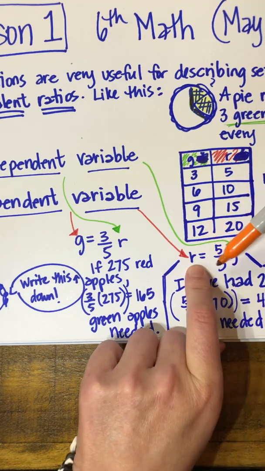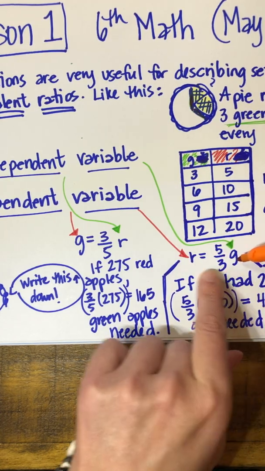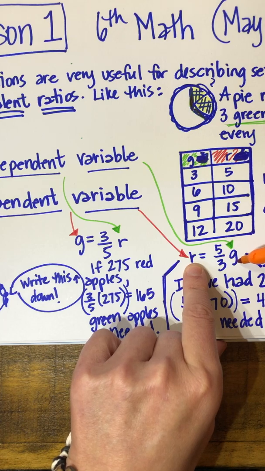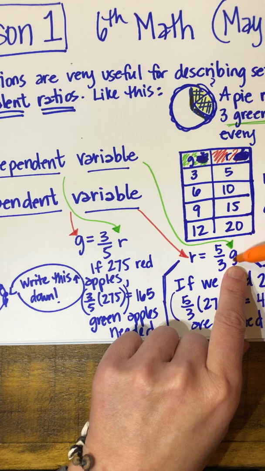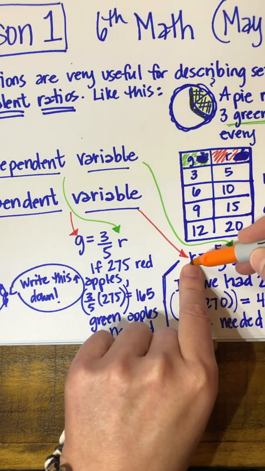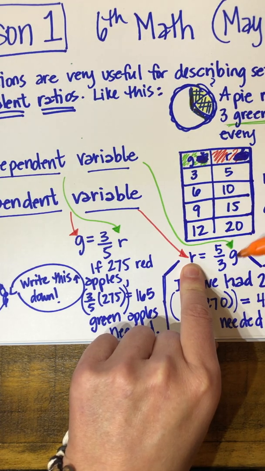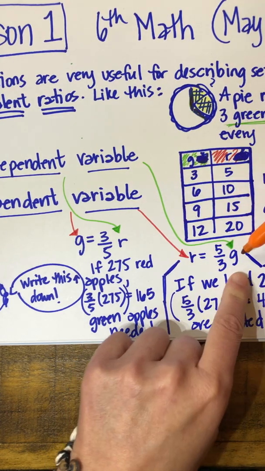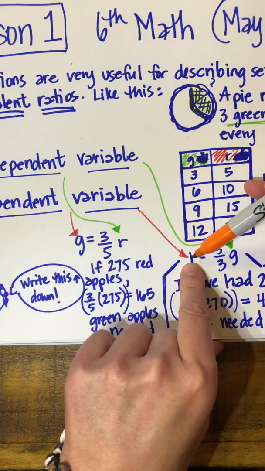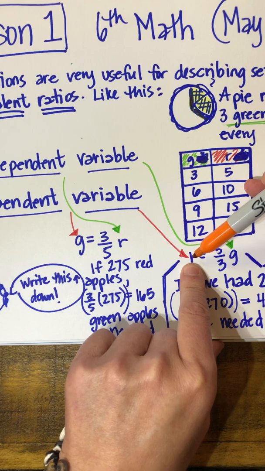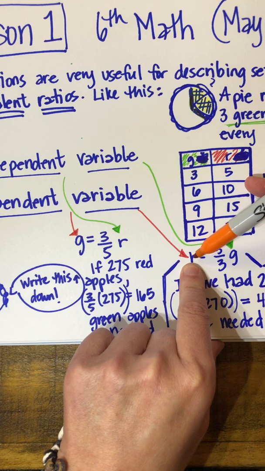So in this equation, listen really carefully to this. If G changes, then R is affected by that change, right? So I'm going to say that again. If G changes, if the number of green apples changes, then the number of red apples is affected by that change, or the number of red apples also changes. So because of that, we call the green apples the independent variable, and the red apples, which are affected by that change, or dependent upon that number of green apples, are the dependent variable.